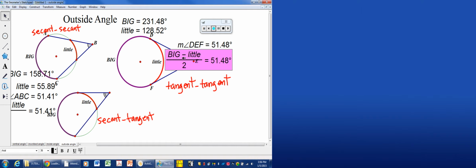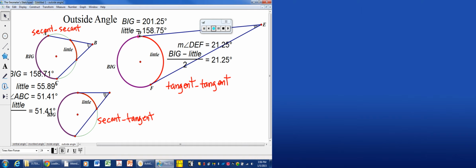Over here, let's see 51.48, and as we move this around, you can see the angle gets farther away, but it gets smaller, so let's see. Yep, here we have the angle, 80.85, and there's my calculation. So the angle is always the big arc minus the little arc divided by 2, or one half of the big minus the little. And it doesn't matter whether there are two secant lines, a secant line and a tangent line, or two tangents. It's always the big arc minus the little arc divided by 2.